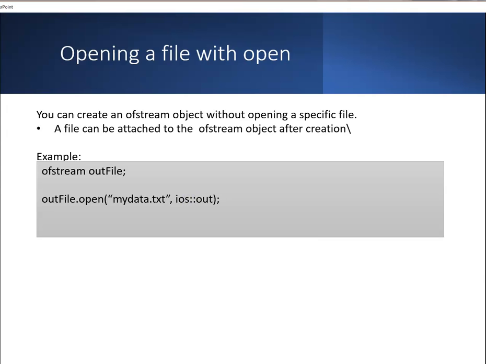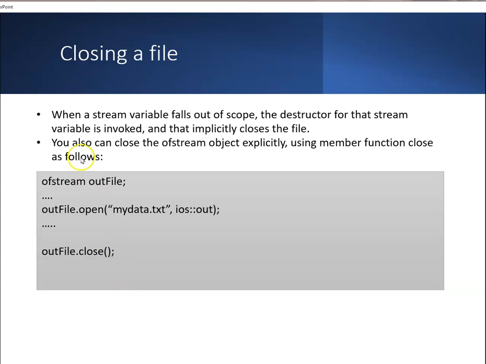So you can create an ofstream object without opening a specific file, and then open it later using an explicit open command. So here we create the object, and we open the file and give it the same information. And we close a file when we're done with it by explicitly saying close. Usually the destructor will close the object, but always explicitly calling close is safer.